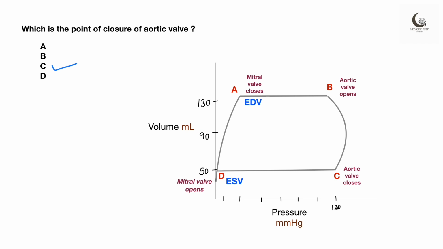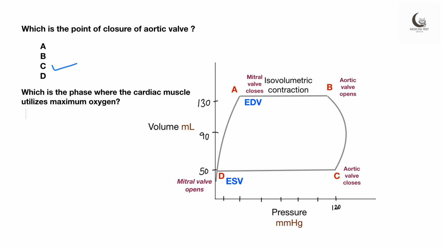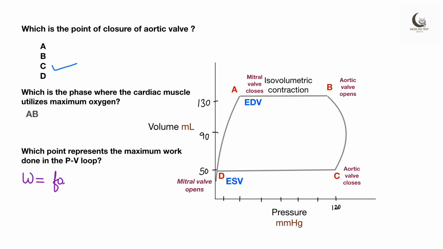Okay, the second question. Which is the phase of maximum oxygen consumption? Yes, it is the phase of isovolumetric contraction. Thirdly, which point represents the maximum work done? Now, your basic formula for work in your elementary physics is force into distance. So even though maximum force is applied during isovolumetric contraction, the distance moved by the blood is 0. So work done is 0. Maximum work is done here in the stroke volume phase.